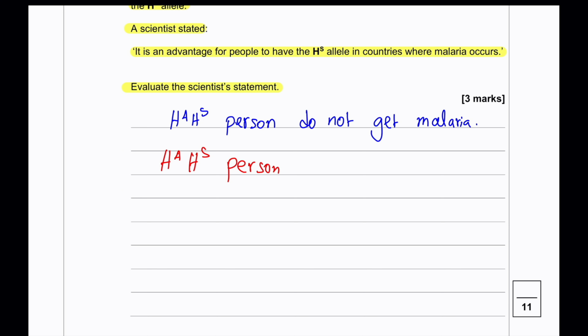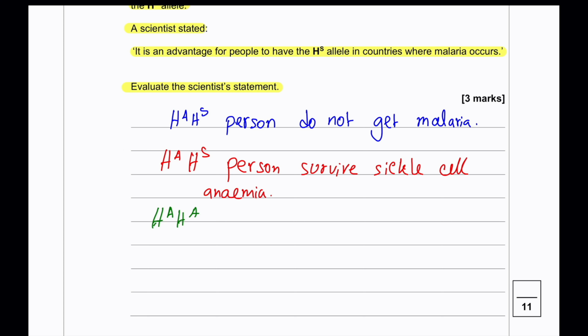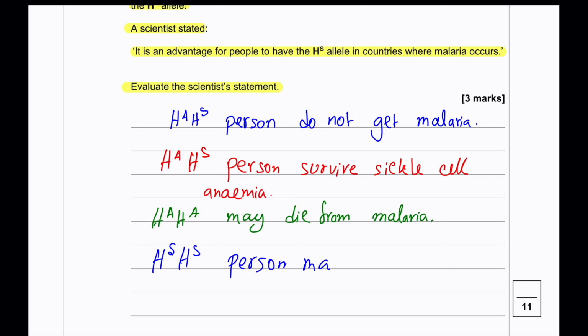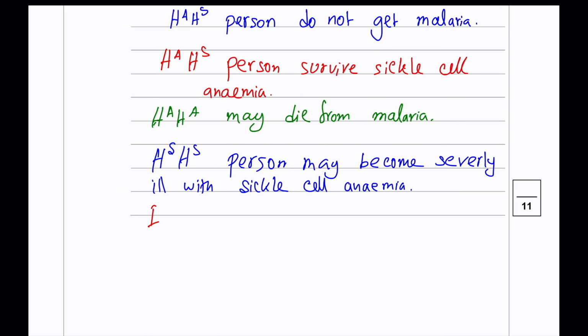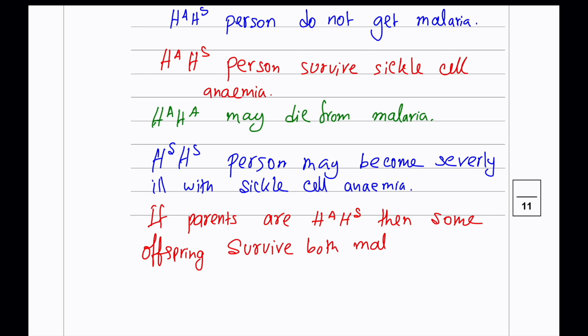And then we will write down the other cases. If the person is HAHA, then the person may die from malaria because the person can be infected by malaria. But if the person is HSHS, then the person may become severely ill with sickle cell anemia. Even though the person does not get malaria, the person will likely not survive sickle cell anemia. So if parents are HAHS, then some offspring will survive both malaria and sickle cell anemia. We will need only 3 points to score this mark.